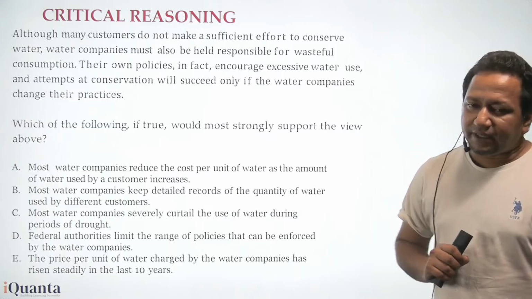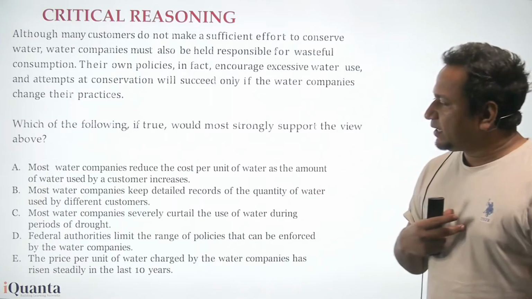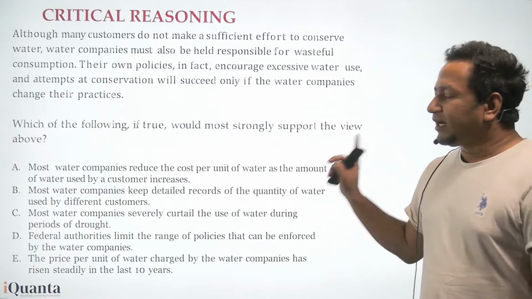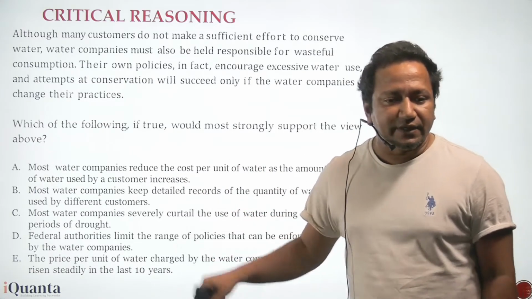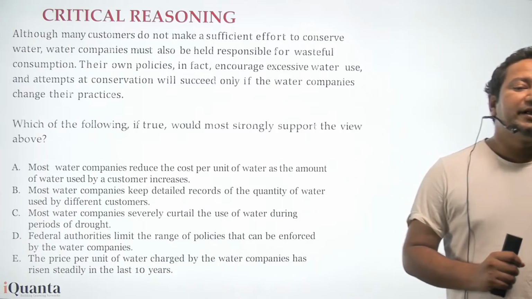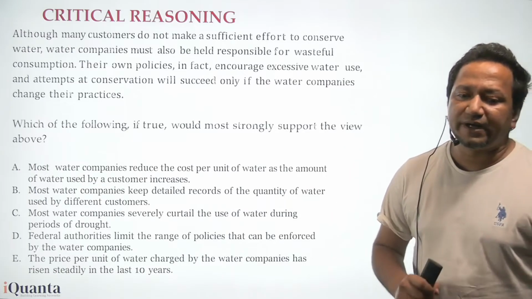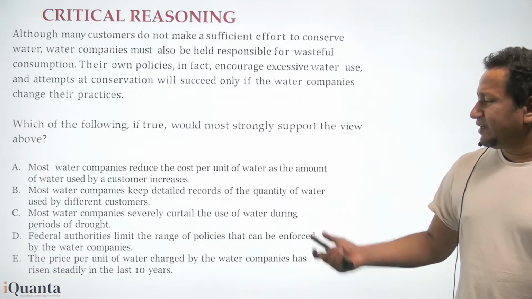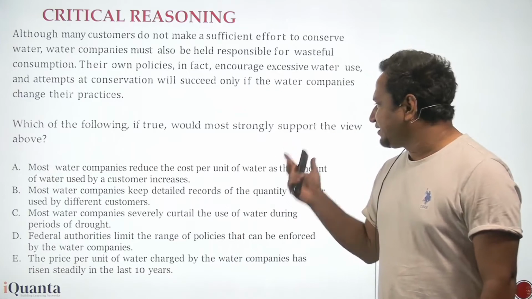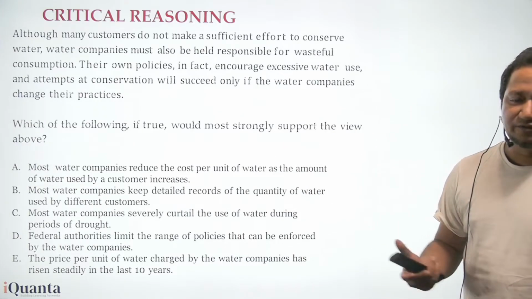There's one thing which we have to be sure of. Like I'm saying, I'm 90% sure about option A, but I cannot mark it unless I have read the other options as well. Let us read that. Option B says most water companies keep detailed records of the quantity of water used by different customers. Now this means even if they keep the record, they're not doing anything. So option B is not actually strengthening, it's not weakening, it's doing nothing actually.